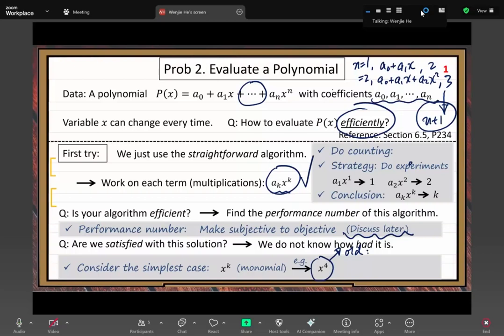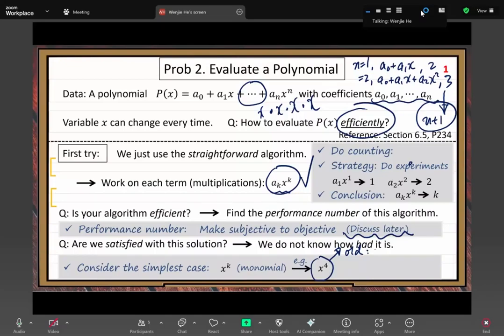Straightforward multiplication. You do 1, 2, 3. X times x times x times x. 4 copies of x. How many multiplications? 4? How many dots? One dot corresponds to 1 multiplication. How many dots? 3, right? Yes. 3. Not 4.